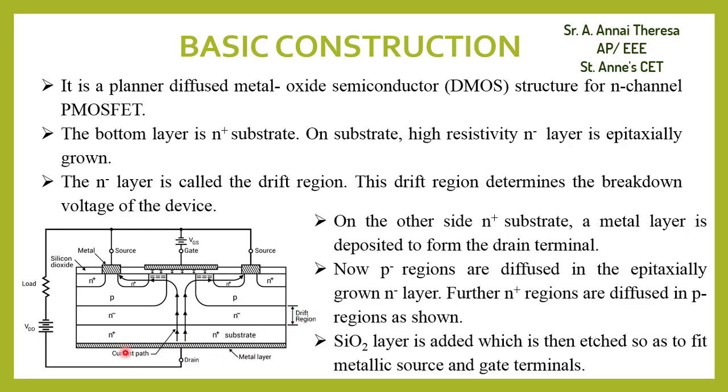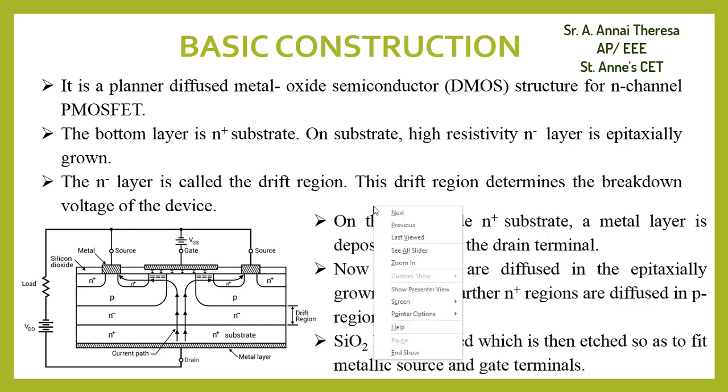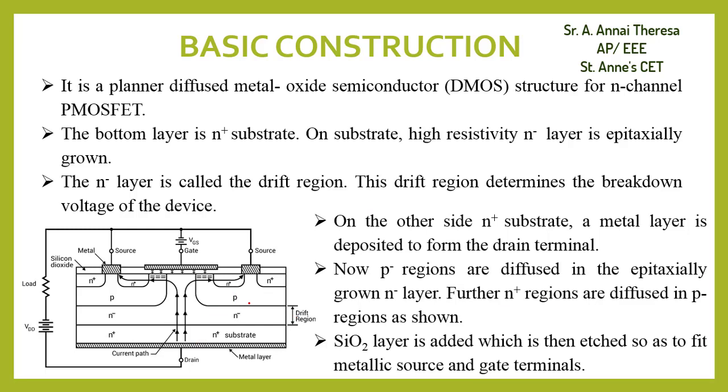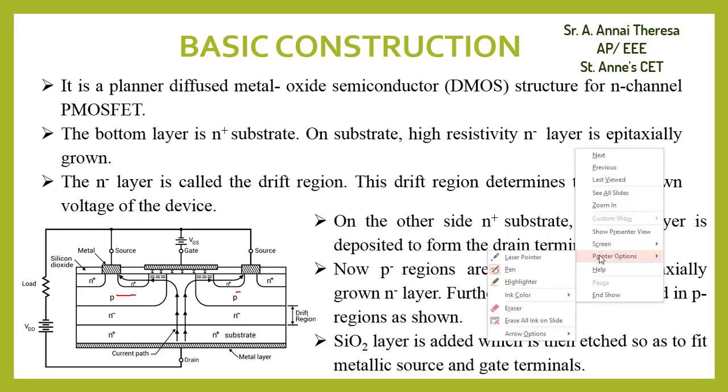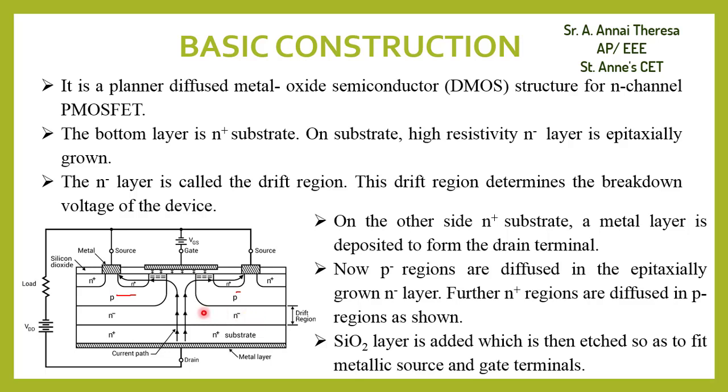On the other side of this N plus substrate, a metal layer is deposited to form the drain terminal. Then this is the P minus region. P minus regions are diffused in the epitaxially grown N minus layer. So upon this N minus layer there is a P minus region.